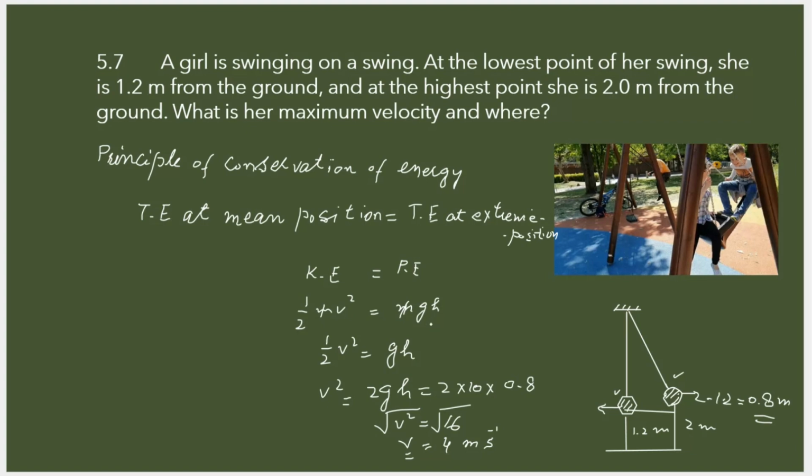M will be cancelled on both sides because they are the masses of the same body, and we will be left with 1/2 v square is equal to gh. Multiplying 2 on the other side, v square is equal to 2gh. Putting the values and taking the square root, we will get v is equal to 4 meter per second.